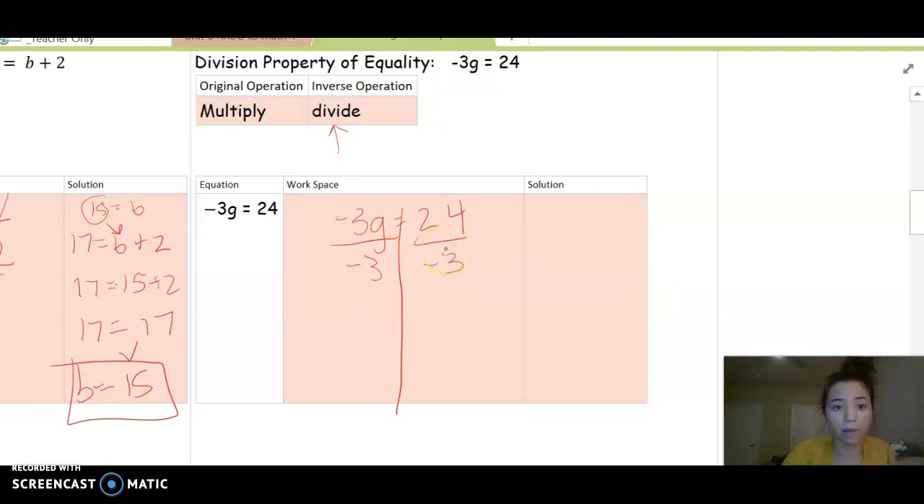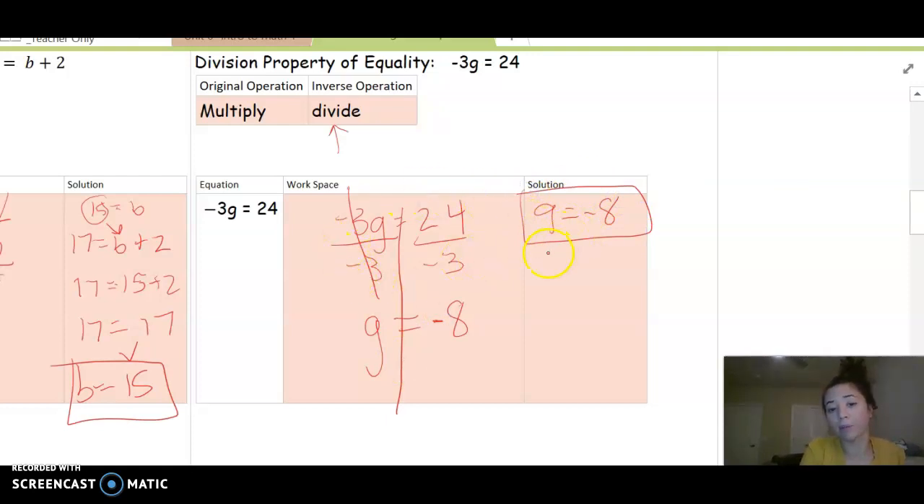And then just like up here with the multiplication, my -3's cancel out. That's the point of the inverse. I have just g left over. And then 24 divided by -3. Well, that's going to be 8. And then I have 1 positive and 1 negative. Opposite signs tell me it's going to be negative. So g equals negative 8.